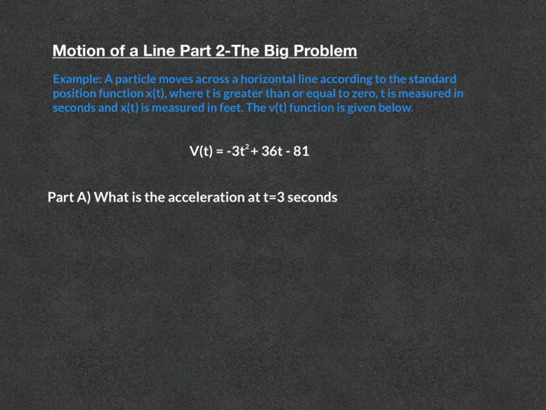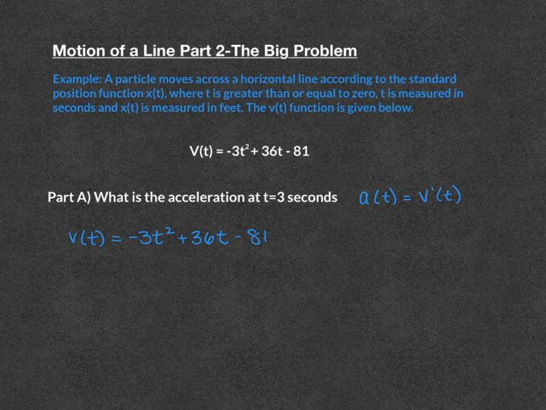So I want to find the acceleration at time equals 3 seconds. So the first thing I need to do is find the acceleration function. And the way that I do that is I take the derivative of v of t. So if you want to write that down, a of t is equal to the derivative of v of t. So I'm going to start with my v of t function. Just going to rewrite it. So negative 3t squared plus 36t minus 81.